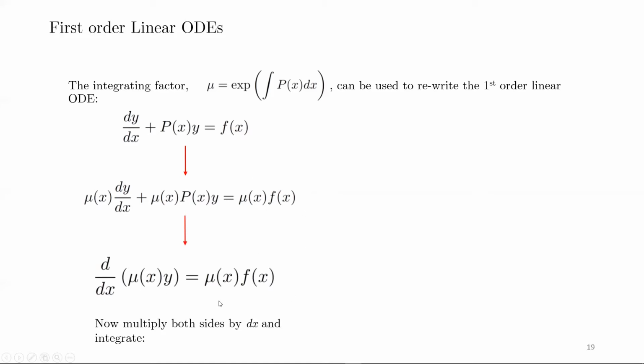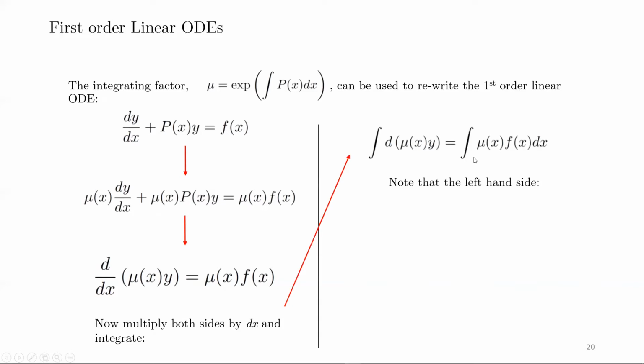Okay, so this is exactly the same as what we have previously done, but now I actually know what mu is, right? So I can multiply both sides by dx and integrate. So now I have this new variable. I've got the differential of mu times y. So this is like some new temporary variable here, mu times y. The right hand side is just the straight integral of mu of x times f of x. Recall f of x is the right hand side of our ODE.